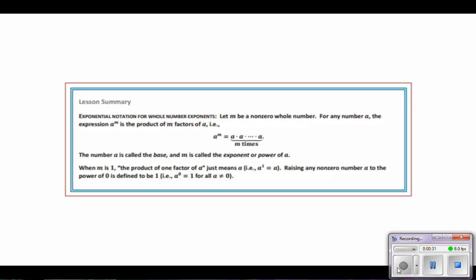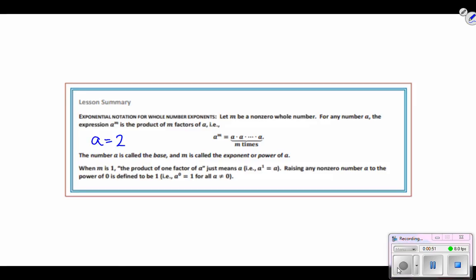So this example shows: let m be a non-zero whole number, and for any number a, the variable a, the expression a to the power of m is the product of m factors of a. So it sounds very confusing. So let's go ahead and give those values. Let's let a equal 2, and let's let m equal 5. So when I rewrite a to the power of m, a has a value of 2, and m we gave the value of 5. So it's actually 2 to the power of 5 or 2 to the 5th power.